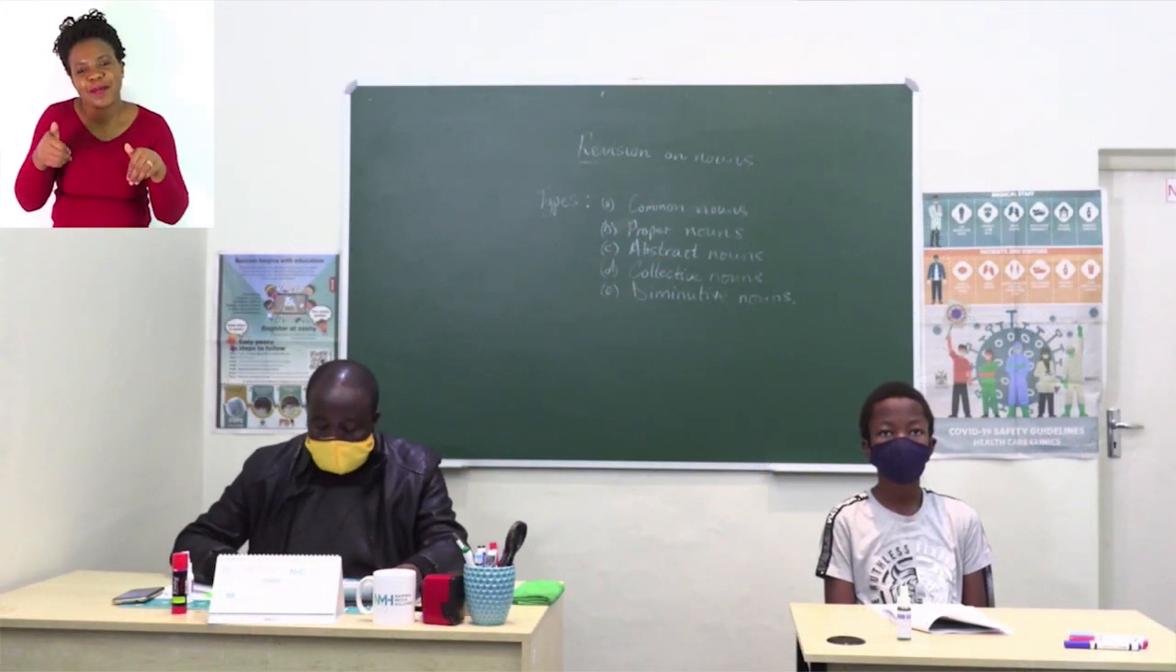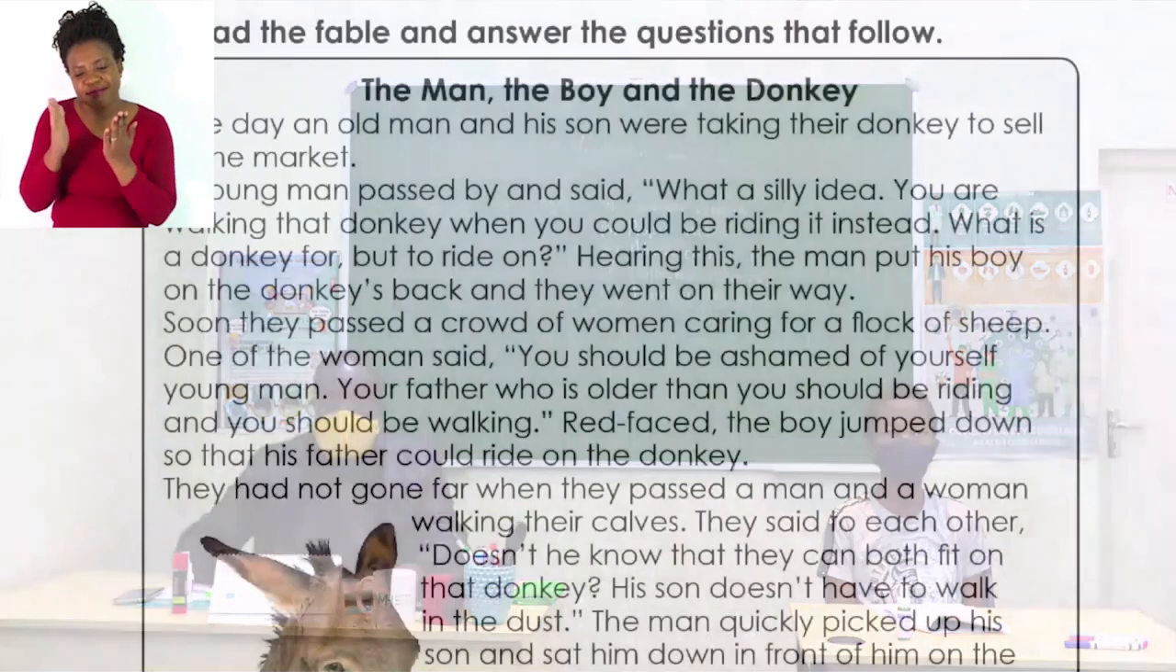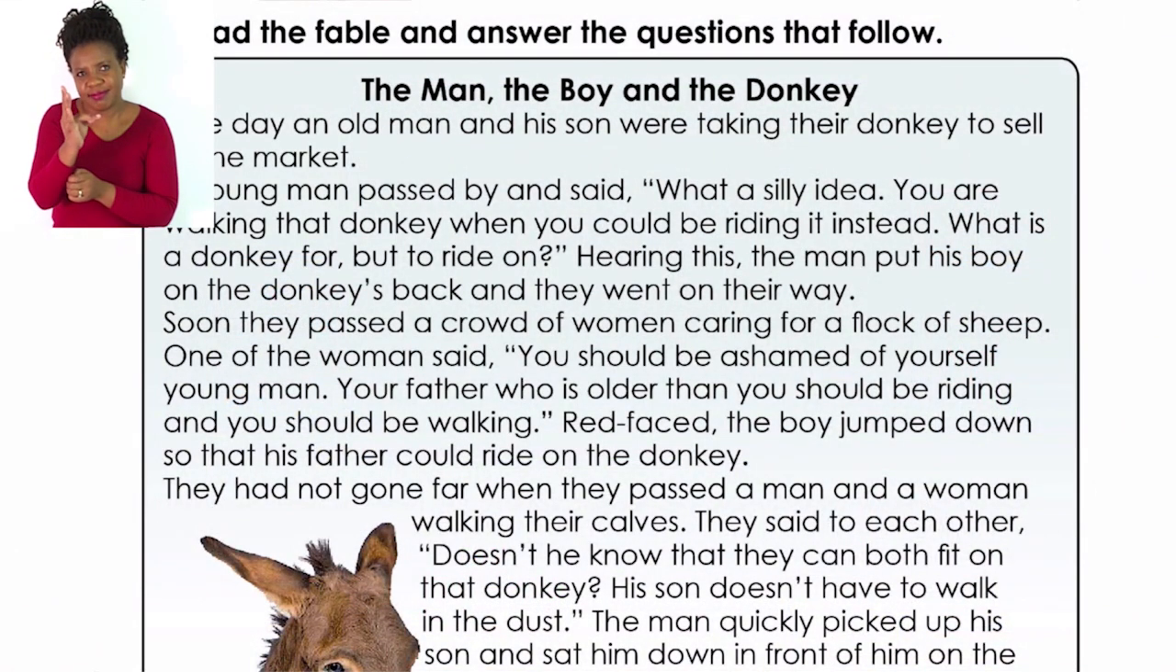Boys and girls, let's turn to page 7 of our booklet. Last but not least activity there, it says, read the fable and answer the questions that follow. The man, the boy, and the donkey.